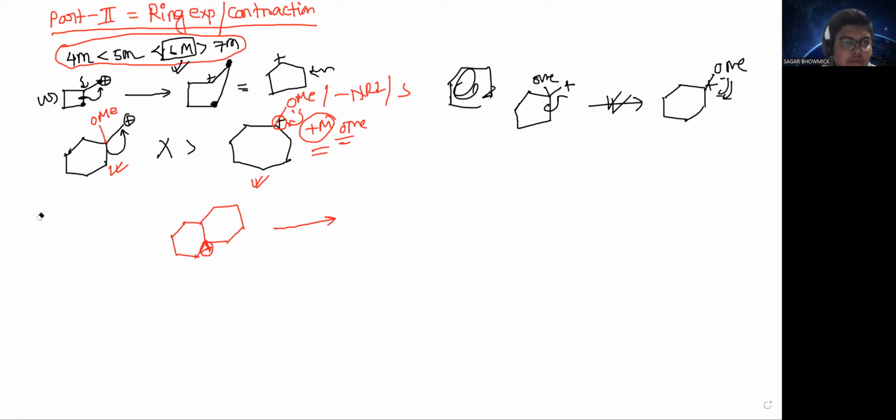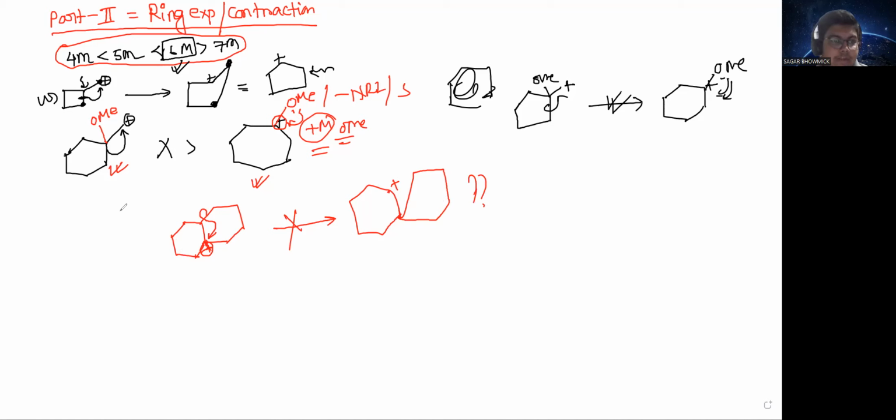My question is, can this show ring contraction like this? This is a ring contraction, right? Six-member to five-member. Will this occur? No, this will not occur because the six-member ring is more stable. From a more stable ring to a less stable ring, there is no question of forming.